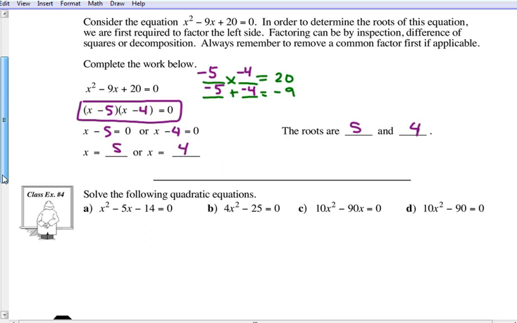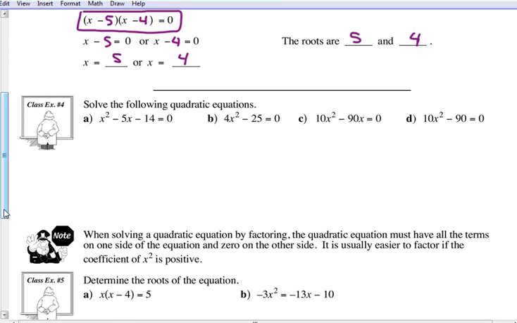Okay, so let's try a couple together. So we're going to look at the first guy. Simple or complex? Simple.